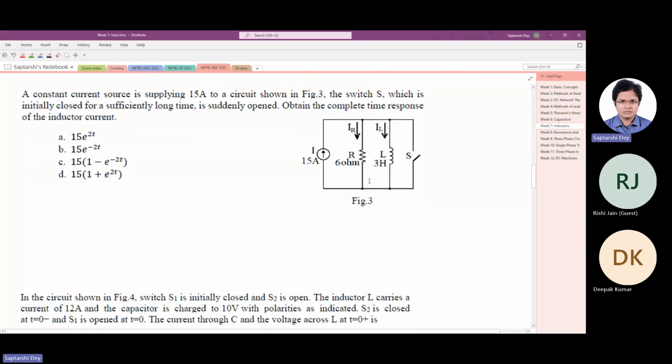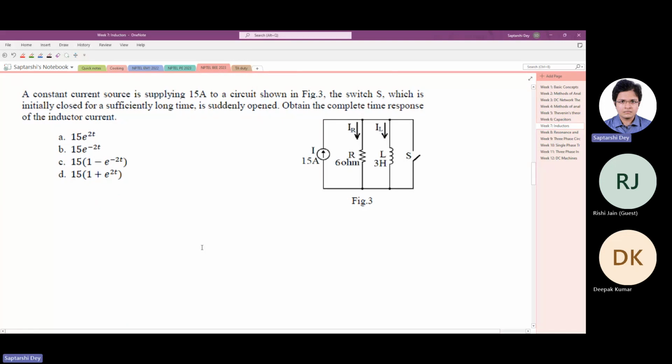Okay, we'll go to the next question. If you have any question, you can stop me and ask. Constant current source is supplying 15 ampere to a circuit shown in figure 3. The switch S, which is initially closed for a sufficiently long time, is suddenly opened. Obtain the complete time response of the inductor current.